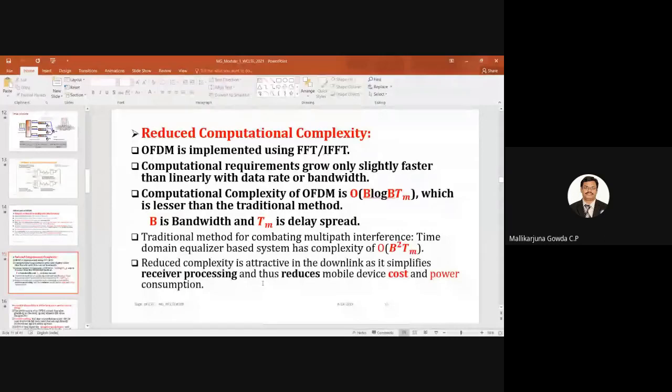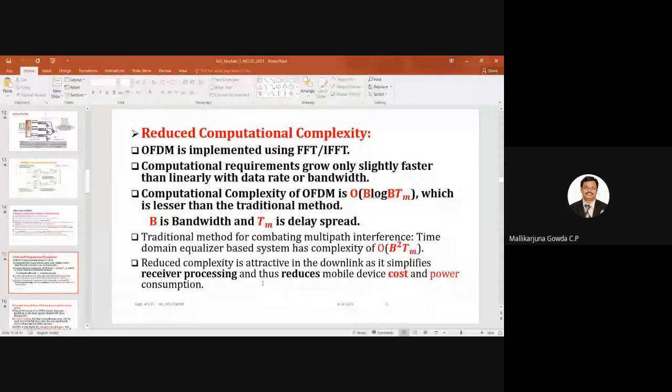Because of the reduction in complexity, this is very attractive in the downlink because it will simplify the receiver processing. When it simplifies the task of receiver processing, it will reduce the cost of the mobile as well as the power consumption of the mobile device. We all know how hungry the battery is, right? If you are charging every hour, there is no meaning in that. If we charge once and it lasts for one day, we are very happy, right? So that is the advantage.